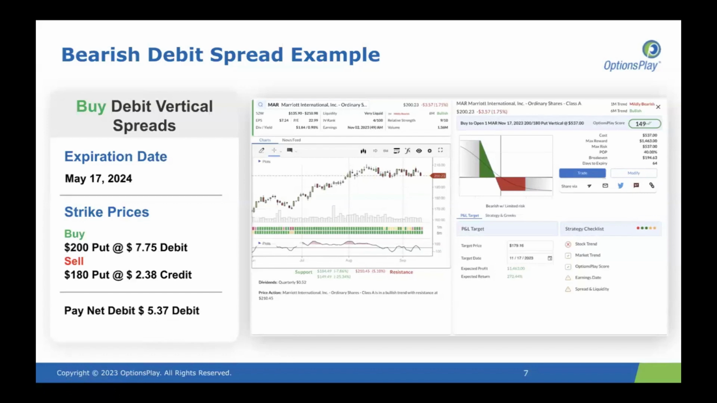So here is our put vertical debit spread with the stock trading right now at 200. Our example is we're going to be buying the 200 strike put, paying $7.75 for it, and selling the 180 strike put, receiving $2.38 for it. The expiration date here, it says, is May 17th, 2024. But what's important inside the options play platform is that it's 64 days away, mainly because this example was set up a little bit earlier.